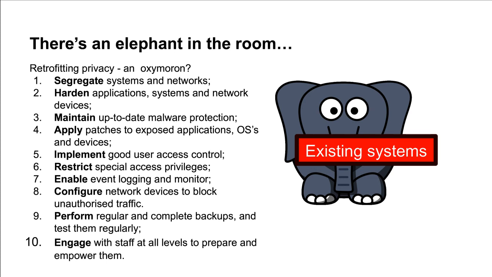So here's a list of advice for you. Why don't you just try and segregate your systems and your networks? Why don't you harden your applications? Why don't you maintain up-to-date malware protection? Why don't you apply patches when you need to? Why don't you implement good access control? Restrict special privileges. Put in your logging and monitor it. Configure your network and block all that unauthorized stuff that you don't want coming through. Maybe even, dare I say, perform regular backups and check them. Maybe engage with staff at all levels to make sure that you've empowered them to do all of that.